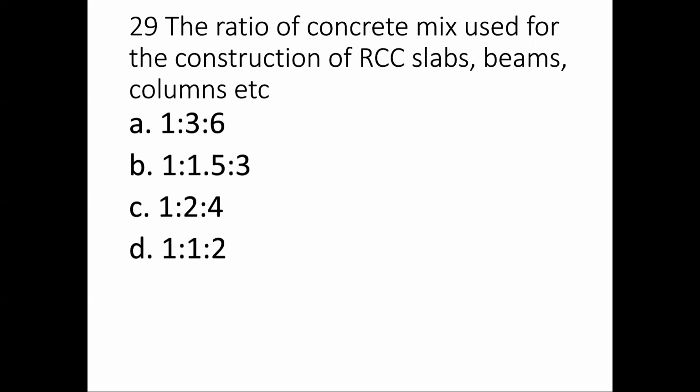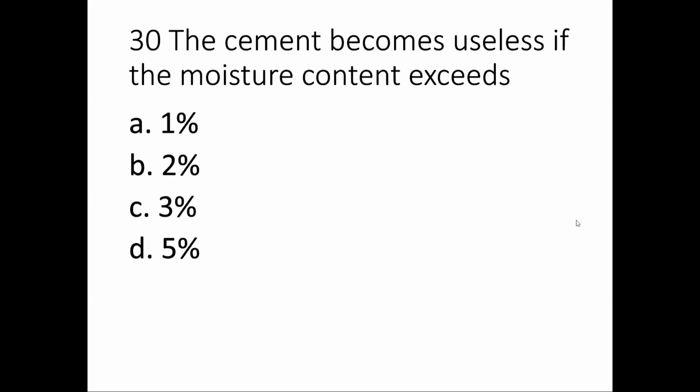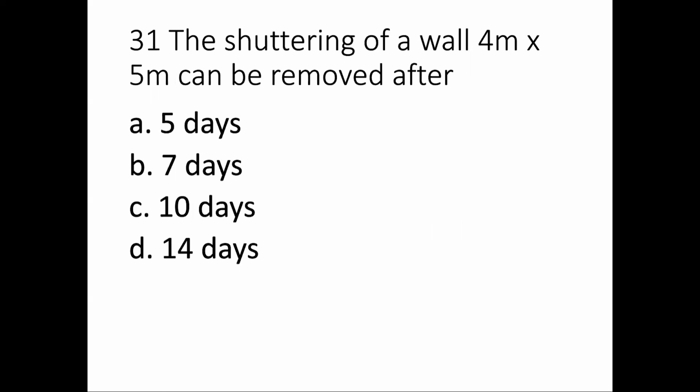Next question. The ratio of concrete mix used for construction of RCC slabs, beams, columns, etc. Options A, 1:3:6, B, 1:1.5:3, C, 1:2:4, D, 1:1:2. Answer C, 1:2:4. 30th question. The cement becomes useless if the moisture content exceeds A, 1%, B, 2%, C, 3%, D, 5%. Answer D, 5%. Next question. The shuttering of a wall 4 meter by 5 meter can be removed after A, 5 days, B, 7 days, C, 10 days, D, 14 days. Answer is B, 7 days.